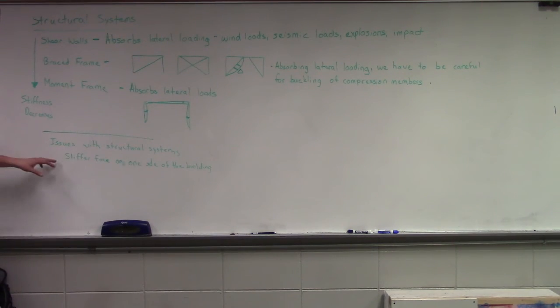What happens if we were to have stiffer faces on one side of the building than the other? What problem could we create for ourselves? We probably won't have failure. So if we have a shear wall on one side of our building, but we're using a moment frame on the other side, probably won't have failure of the system itself, but there'd be a lot of movement and it'd be loose on one side.